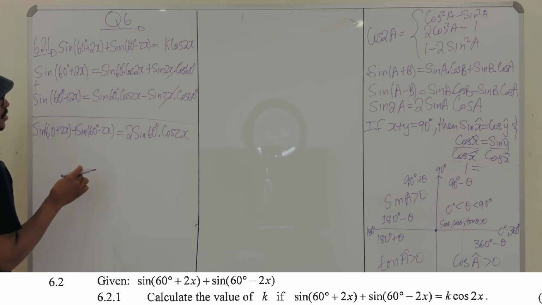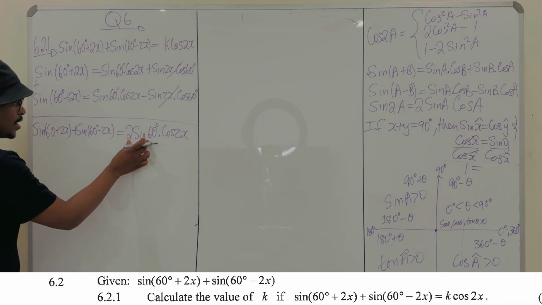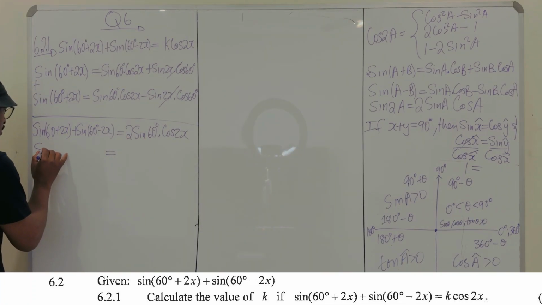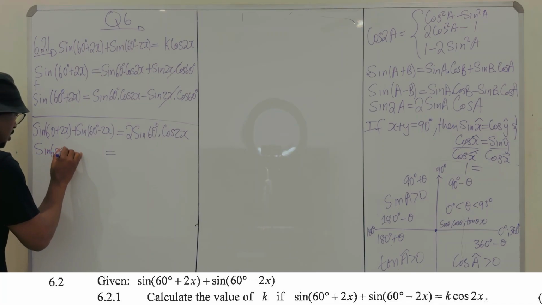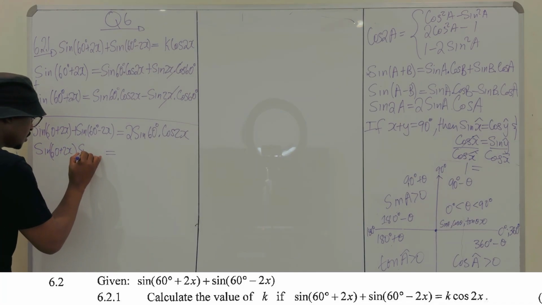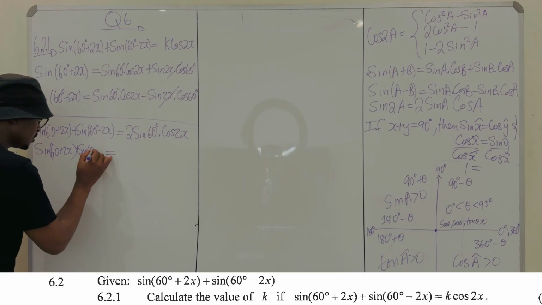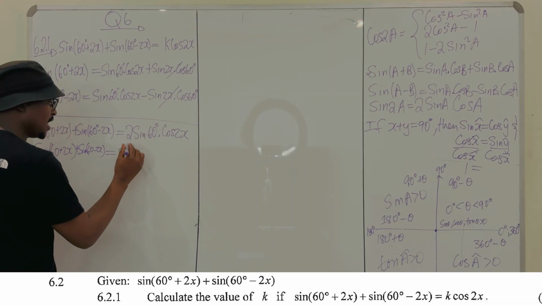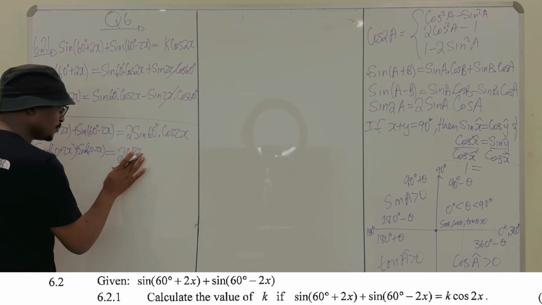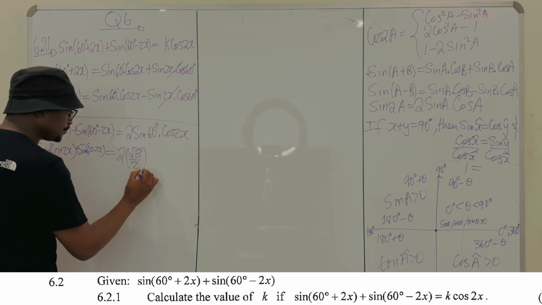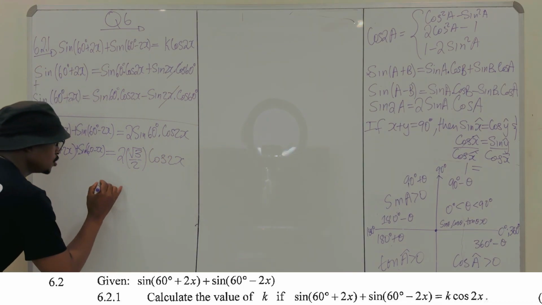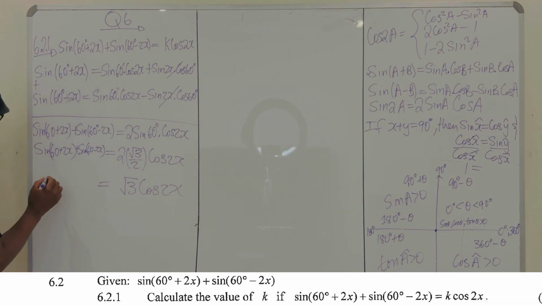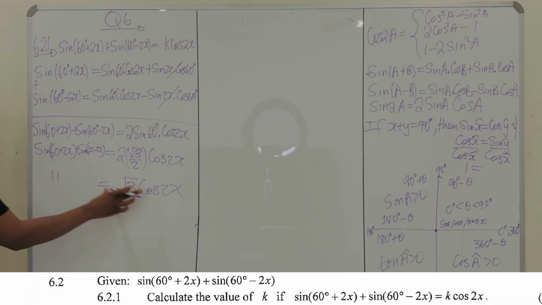Now the question becomes, what is this? You know that if you simplify this, which is sine 60 degrees plus 2x plus sine 60 degrees minus 2x, right? If you simplify this, it should be 2 times, this is a special angle, root 3 over 2 times cosine of 2x. So which means this is root 3 cosine of 2x. So we have simplified that this is equal to that, right?